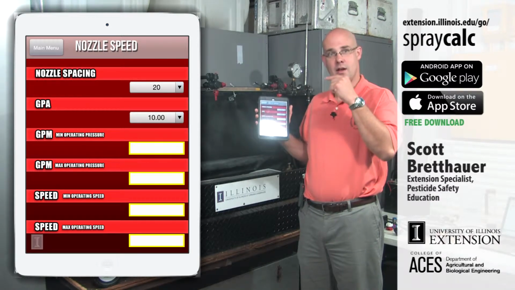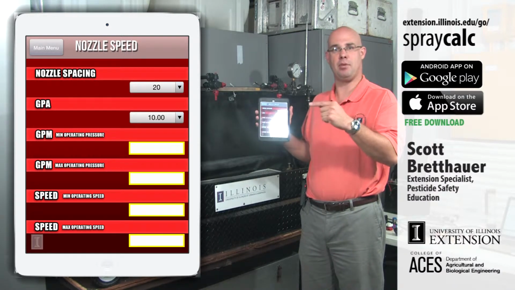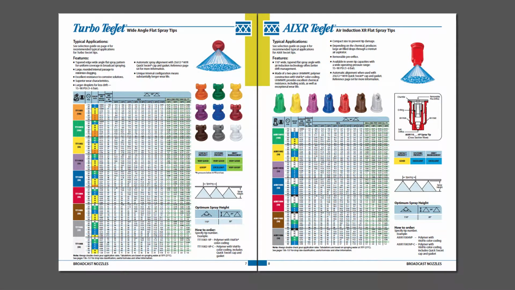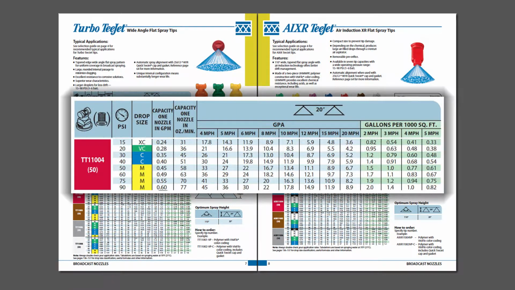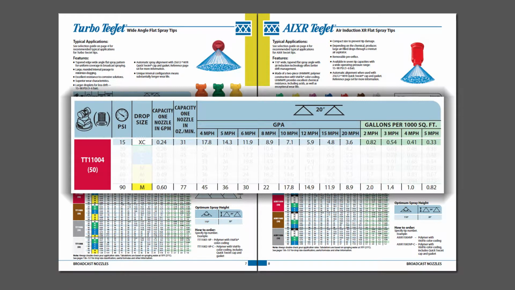I'm looking for the minimum flow, or the flow rate at the minimum pressure and the flow rate at the maximum pressure. Going back to this page here, we see that I selected earlier the TT11004. I see that the minimum pressure is 15 psi. So at a pressure of 15 psi, this nozzle outputs 0.24 gallons per minute. Its maximum pressure is 90 psi. That's a flow rate of 0.6 gallons per minute.